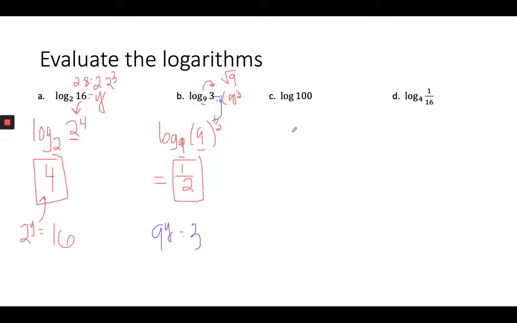All right, C looks a little bit different because it doesn't have the base. Remember, if there isn't a base there and it is the word log, that means it is base 10.